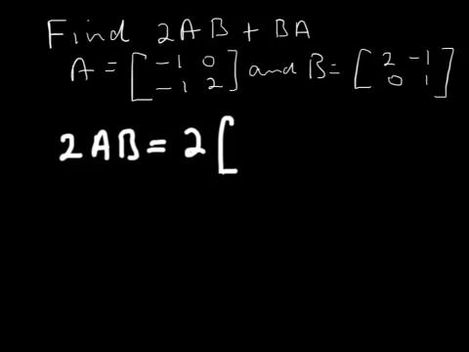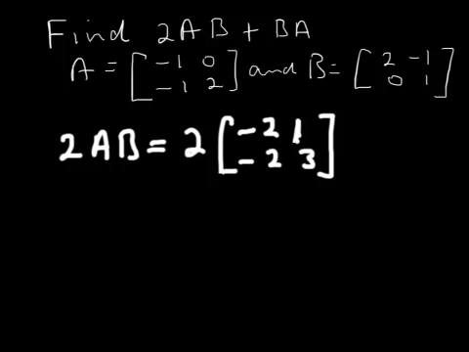So negative 1 times 2 is negative 2, and 0 times 0 is 0, so that comes to negative 2. And then over in this cell here, we get negative 1 times negative 1 is positive 1, plus 0 times 1 is 0, so our answer there is positive 1. Next row: negative 1 times 2 is negative 2, plus 2 times 0 is 0, so our answer is negative 2. And finally, negative 1 times negative 1 is positive 1, and to that I add 2 times 1 is 2, so it comes to 3. Okay, so that is 2AB.